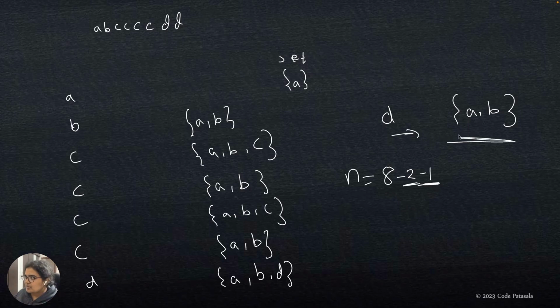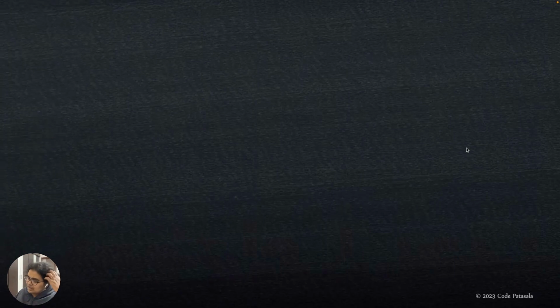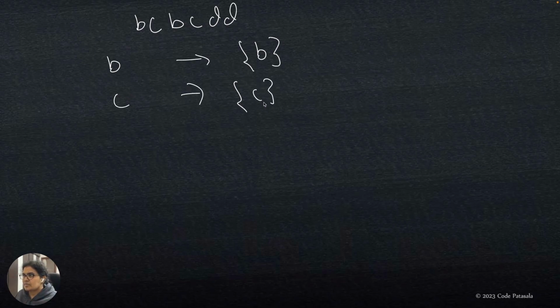Let's suppose our string doesn't have any odd characters. For example, let's say our string is b c b c d d. Initially when we start it would be b, so there is nothing in the set, so we will add b to the set. Then we will see c, we will add c to the set. Then we will see b, b is available.